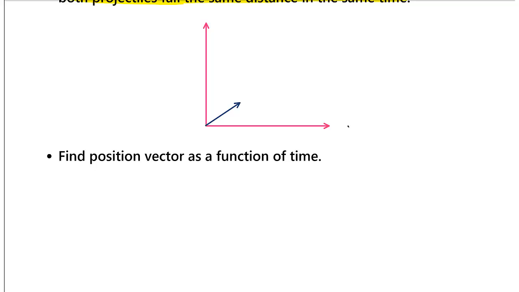So let's say this is my x-axis and this is my y-axis, and this is the projectile that has been thrown at angle alpha and with initial velocity u. Now this will follow a projectile path, something like this. My target is to find, at any given point of time, what its x-coordinate and y-coordinate are. So this is the projectile at a certain point of time. I want to find the position vector of this projectile at a certain time t. Position vector means I want to know what the x coordinate is and what the y coordinate is.